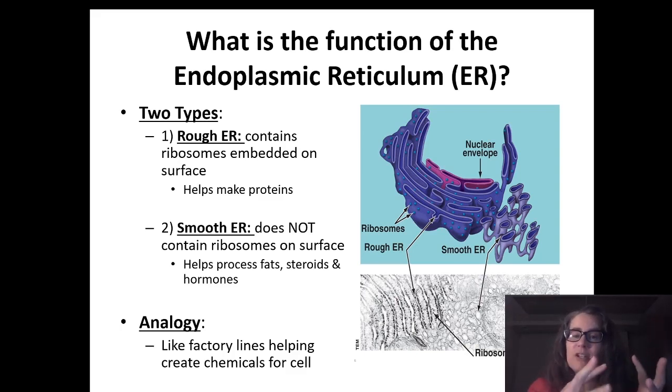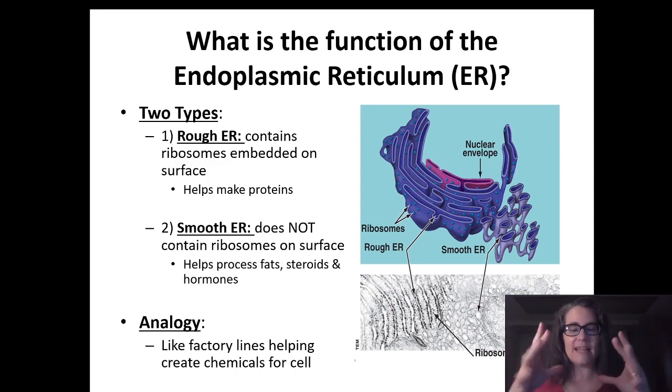So its overall function is to help make proteins because that's what ribosomes do. Smooth ER lacks those ribosomes, and so it's really a lipid set of membranes. And so really its function is going to be about processing fats and lipids and anything related to that class. So that includes steroids and hormones and some of those groups as well.